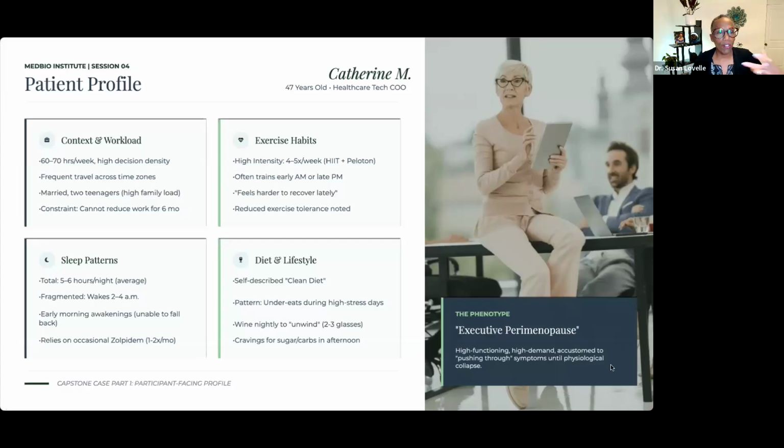So let's look at her context and workload. She works 60 to 70 hours a week routinely. That is not unusual. And you will hear that from many of the women that you're working with, especially the women who are going through perimenopause. She's traveling back and forth across time zones, just in the United States, East Coast, West Coast, things of that sort. That time zone change takes a toll.